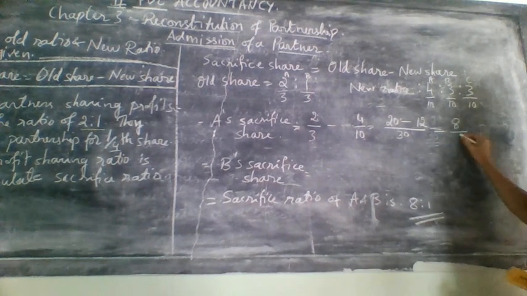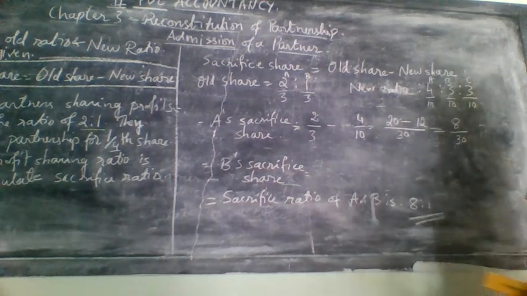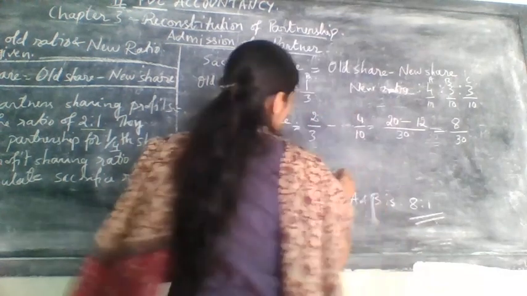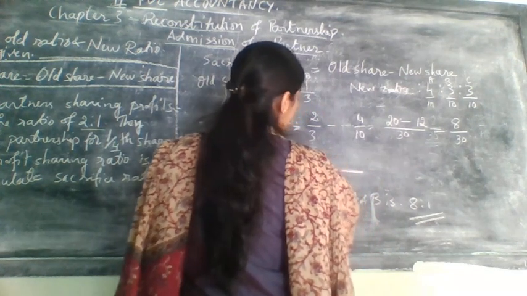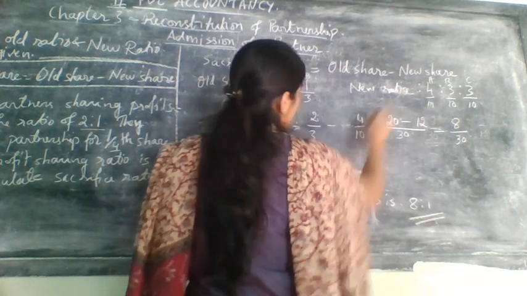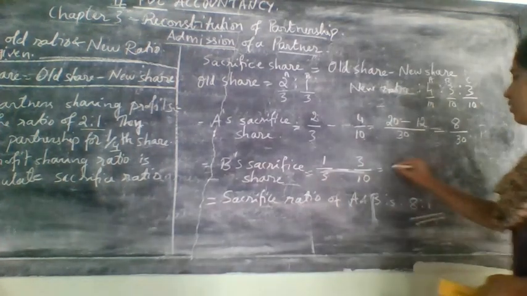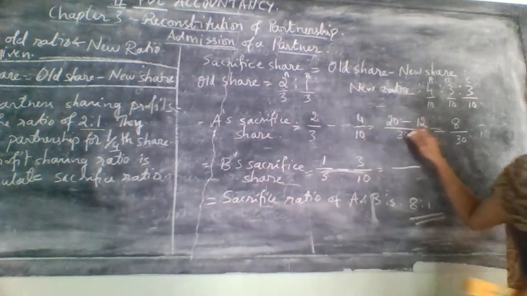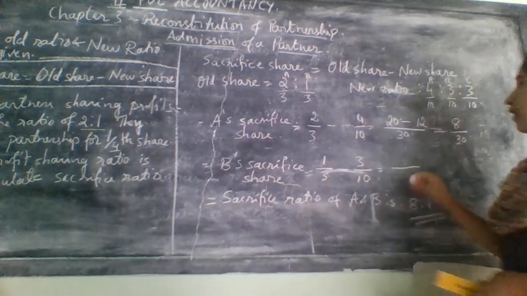So now the answer is 8 by 30. Now B's sacrifice share is also in the same way. First write 1 by 3 as the old share minus the new share, 3 by 10. Now what you need to do is, again, whatever you take here, the same thing will come for the other partner also.